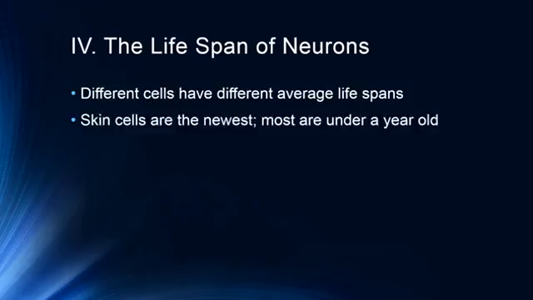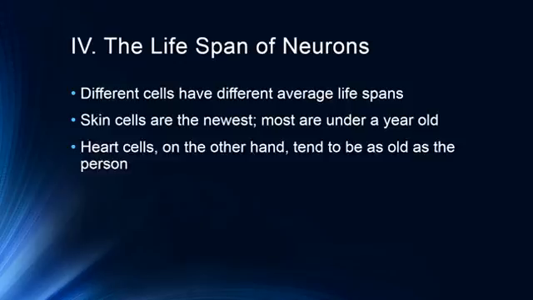Skin cells are, of course, the newest of all cells in our body. Most are under a year old. Actually, your cornea probably has the newest cells of any surface of your body. Heart cells, on the other hand, tend to be as old as the person. It's one of the reasons why our cardiac muscle starts to wear out as we get older. There's sort of this lore or belief that we only have so many heartbeats, and the more we use them up, the more likely we are to have a heart attack later.